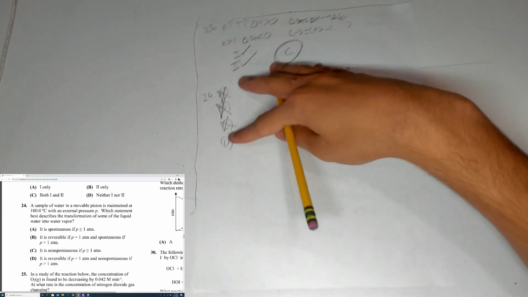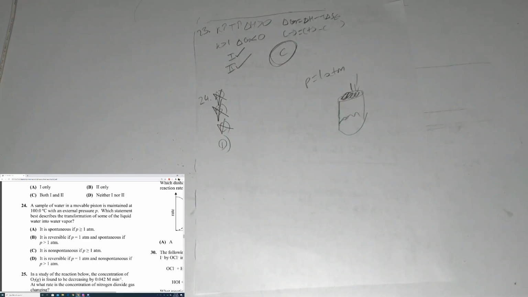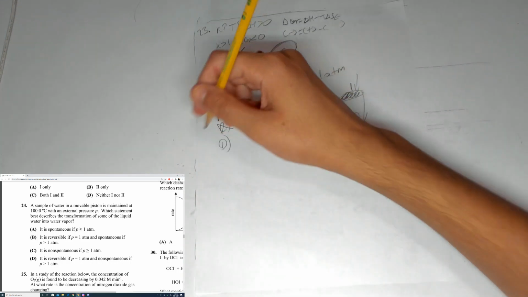And D says it is non-spontaneous if the pressure is greater than 1, which is true. Water cannot boil because the inside pressure becomes greater than 1 as well, because volume goes down. So then D is the correct answer.